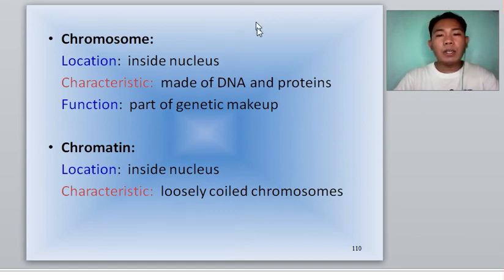These are the structures that are present inside our nucleus. Number one is the chromosome. The chromosome is condensed DNA and proteins that are usually visible during cell division. The function of the chromosome is that it takes part in the genetic makeup of every organism. Chromatin, on the other hand, is also located inside the nucleus, and these are loosely coiled chromosomes.